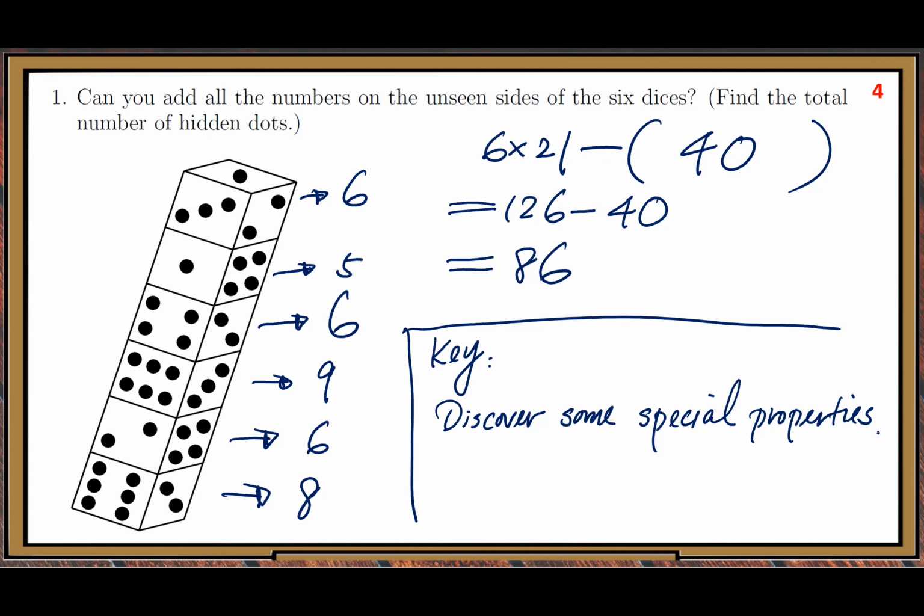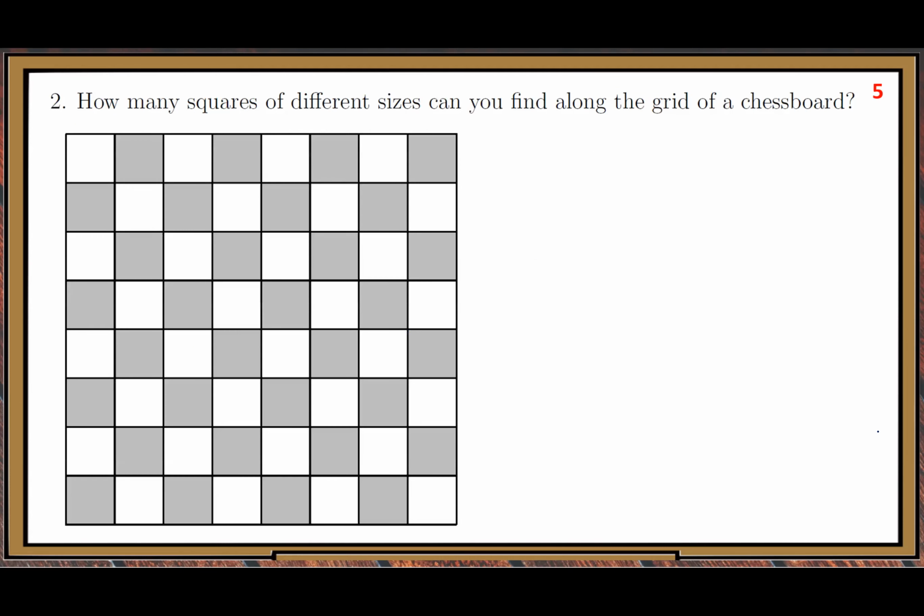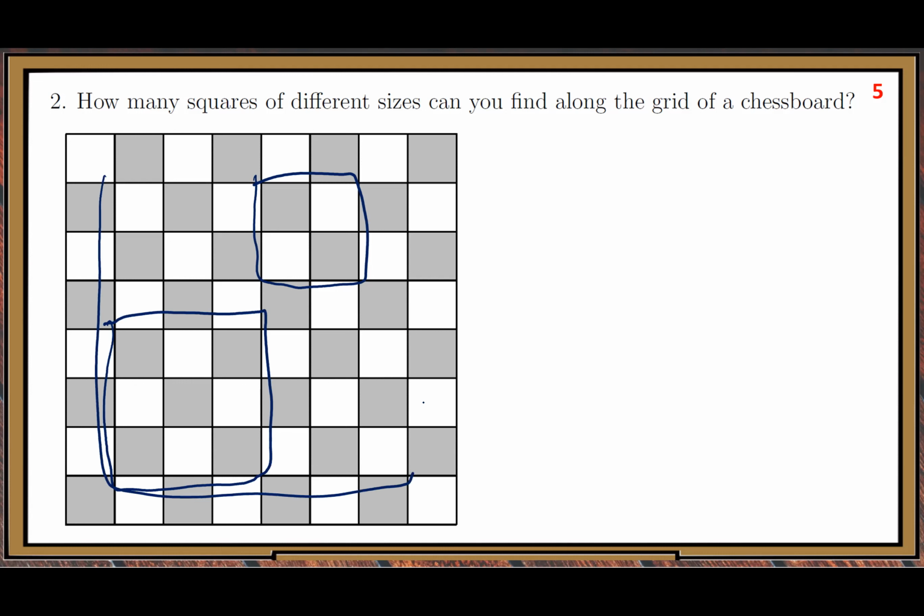Now let's look at the second example. Look at a chessboard. How many squares of different sizes can you find along the grid of a chessboard? 8x8 chessboard. There are many different squares, right? Look at that. Here, this is a square, right? How about this one? Another square, okay? Then another square, many different squares.